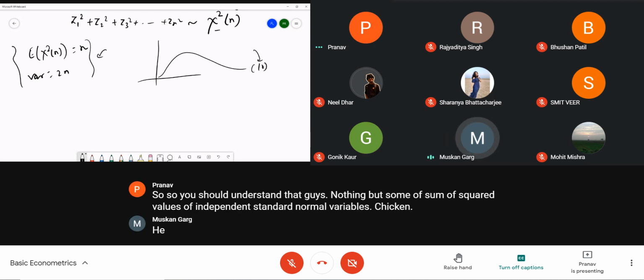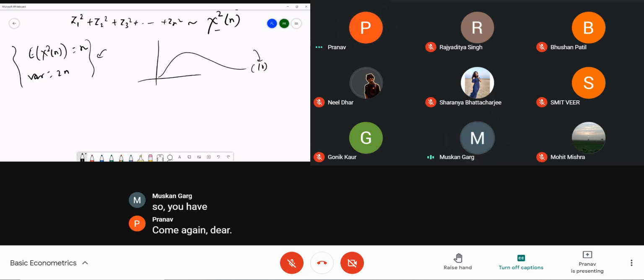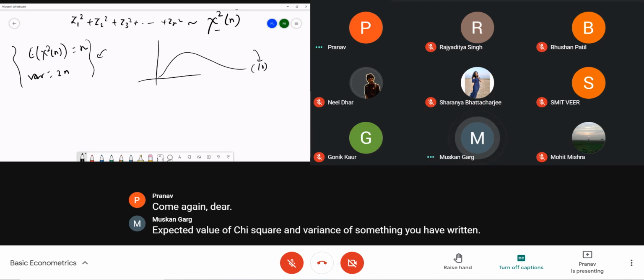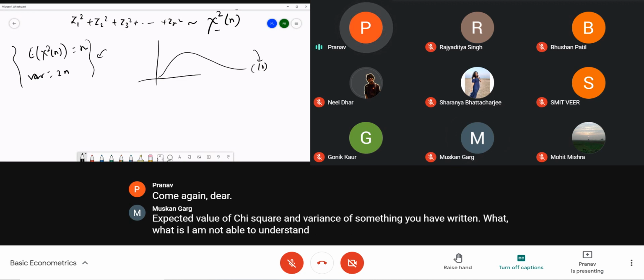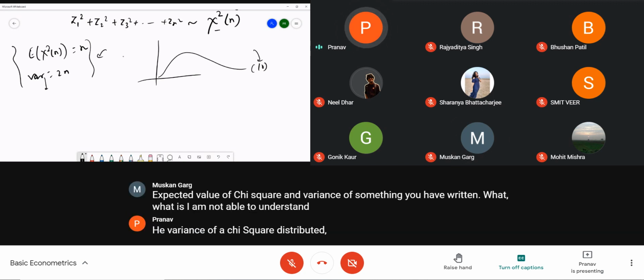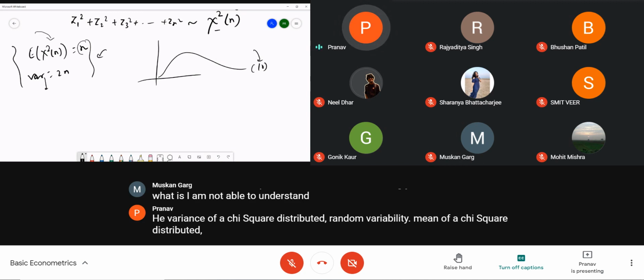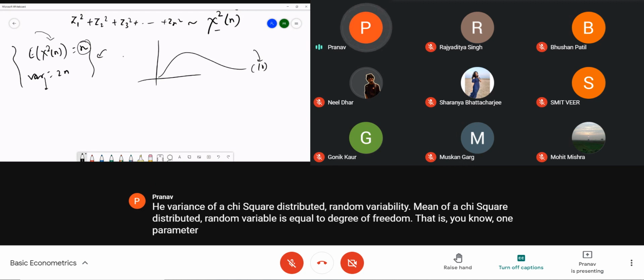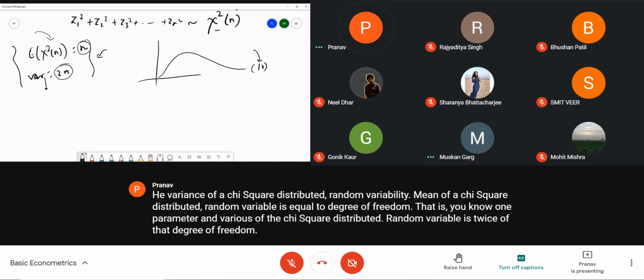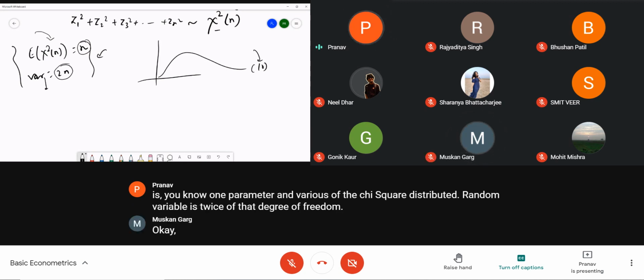एक्सपेक्टेड वैल्यू और वेरिएंस का क्या लिखा है आपने साइड में? Expected value of chi-square and variance of something you have written. ये variance of a chi-square distributed random variable है. The mean of a chi-square distributed random variable is equal to degree of freedom, that is, the one parameter, and the variance of the chi-square distributed random variable is twice of that degree of freedom. Okay, sir. ठीक है.